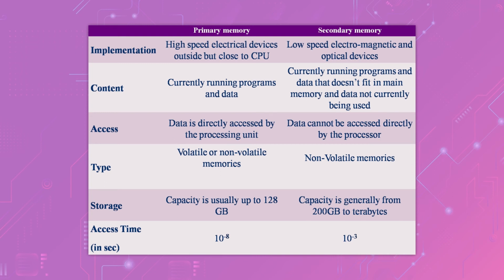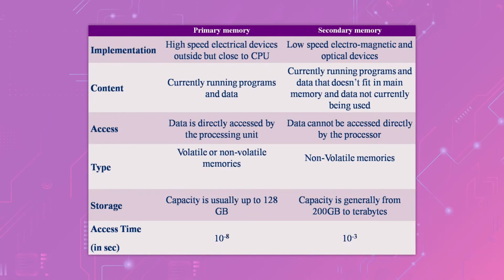But in comparison, the primary memory consists of high speed electrical devices, which are outside but close to the CPU. They are relatively slower than the CPU memory, but they still manage the access because direct access can be made, so the data can be accessed by the CPU from the main memory. And lastly, we have the secondary memory, which are low speed electromagnetic devices or optical devices, but they are primarily used for bulk storage.